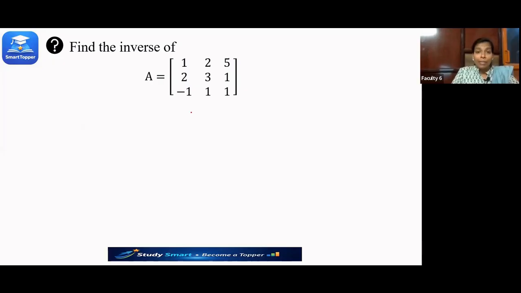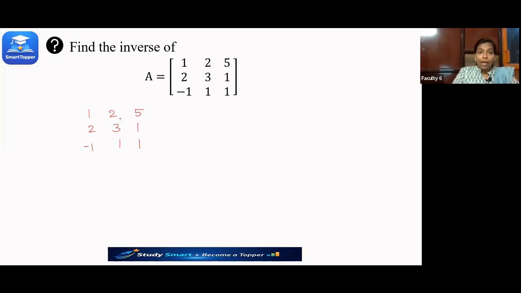First step is write the matrix. So what is our matrix? Our matrix is A. So write down 1, 2, 5, 2, 3, 1, minus 1, 1, 1. So this is our exact matrix given, right? So here, the next step is what?